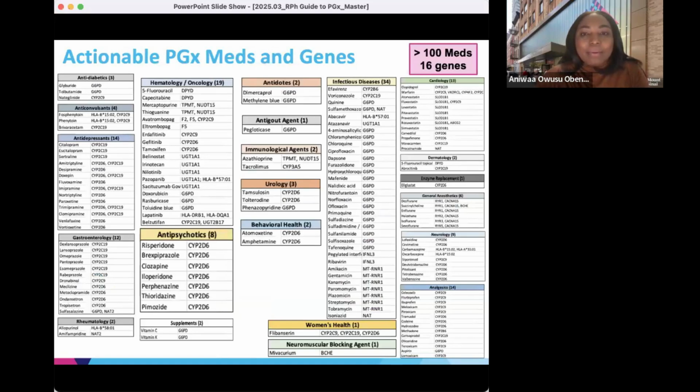So here are some examples of some of the medications for your own edification here. There are some anti-diabetics, anticonvulsants, antidepressants, gastroenterology meds, rheumatology meds, hematology and oncology medications, antipsychotics. There are some supplements, some antidotes, immunological agents, behavioral health, infectious disease, cardiology. So as you can see, some of the medications that we commonly verify or even administer are seen here, and they span multiple clinical specialties.